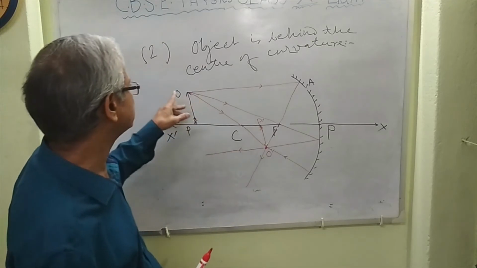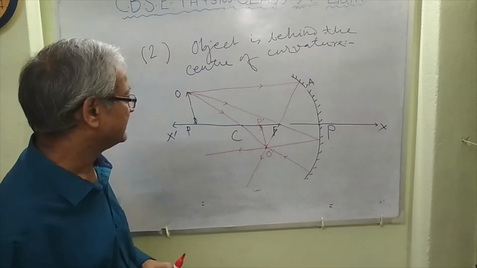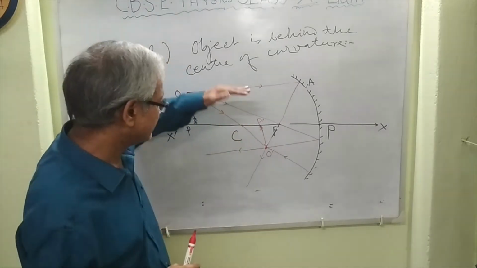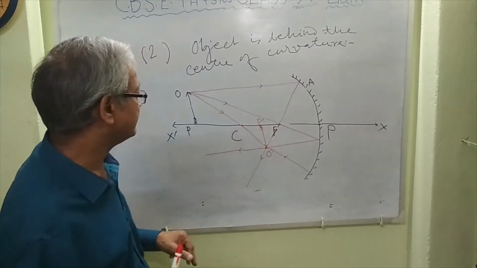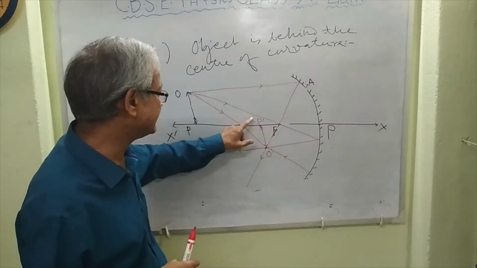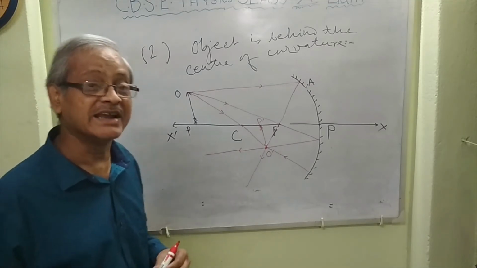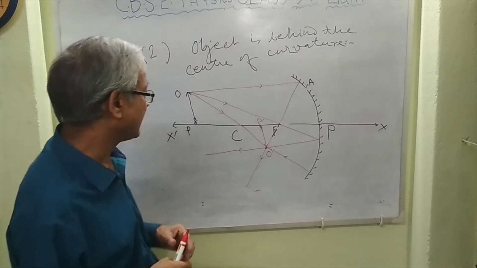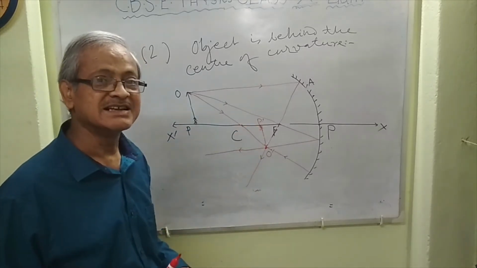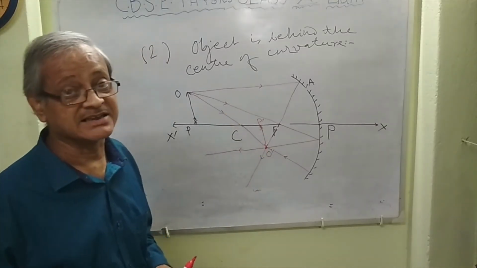1 point, if an object is situated behind the center of curvature, then after reflection by the reflecting surface of the concave mirror, the image will be obtained between the center of curvature and focus of the concave mirror, and it is real and inverted. Must write real and inverted, that is real and upside down, and the magnification of the image is small, that is, a diminished image will be formed. Right, these 3 points must be written in your exercise book.